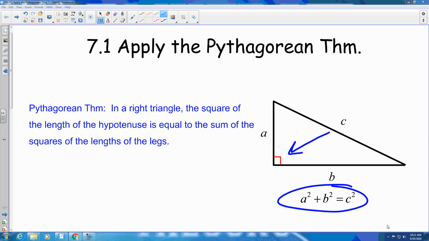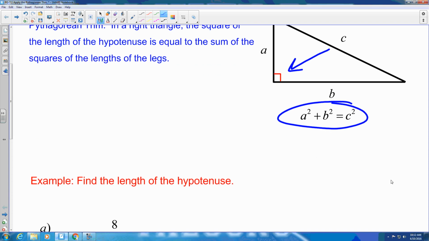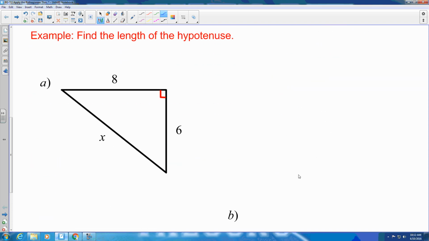Okay, so in your assignments, first off, they're going to ask you to find an unknown length. In this case, they want us to find the length of the hypotenuse. So what I would like you to do when you are solving these is to write out the Pythagorean theorem, a squared plus b squared equals c squared. Now, I'd like you to do that each time you do these problems, so then you can identify which value is a, which value is b, and which value is c.